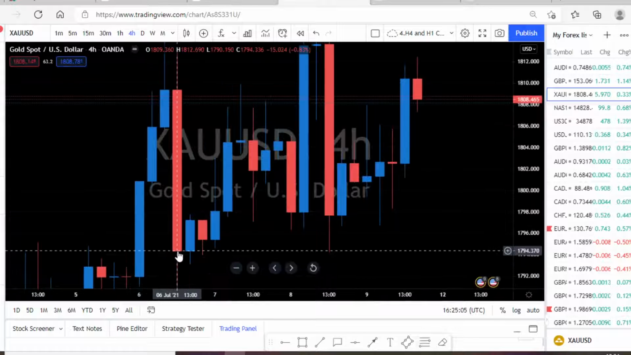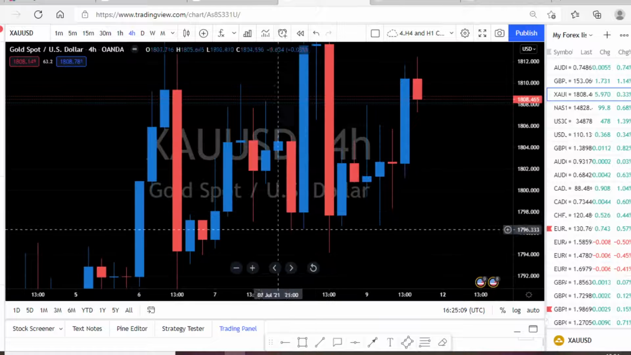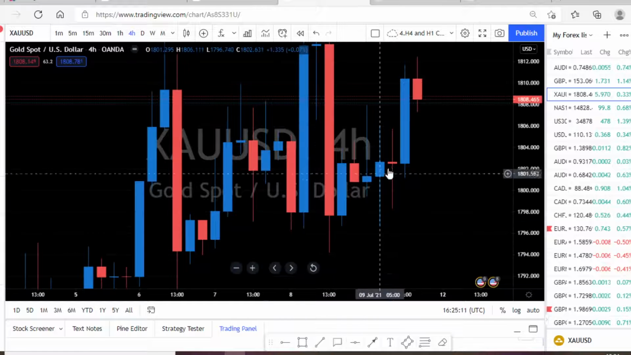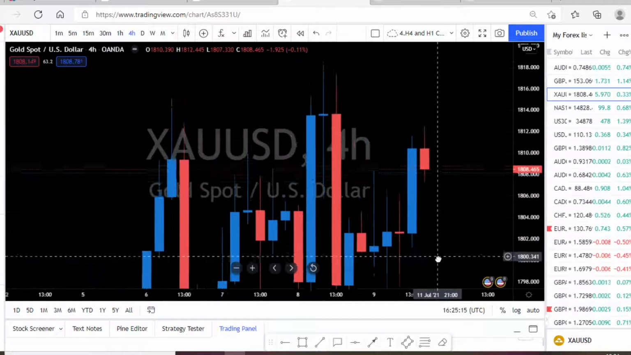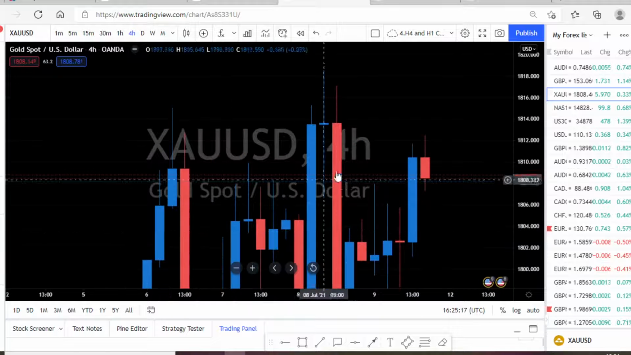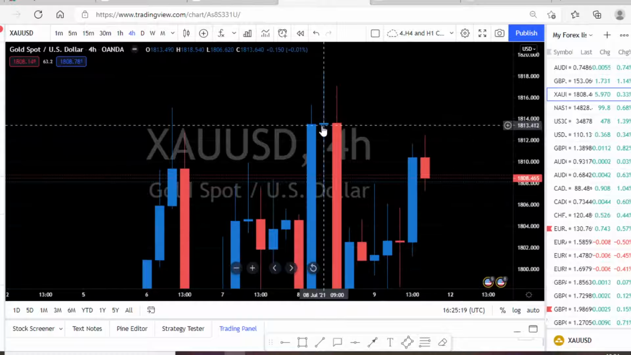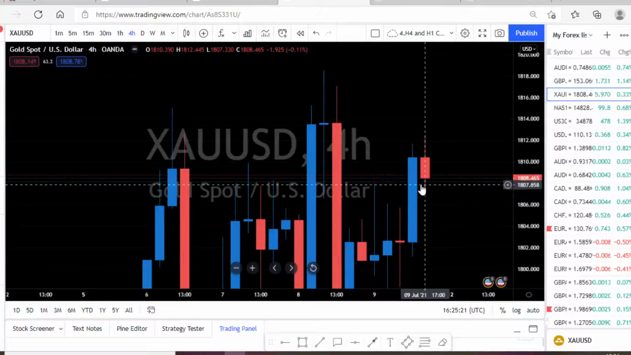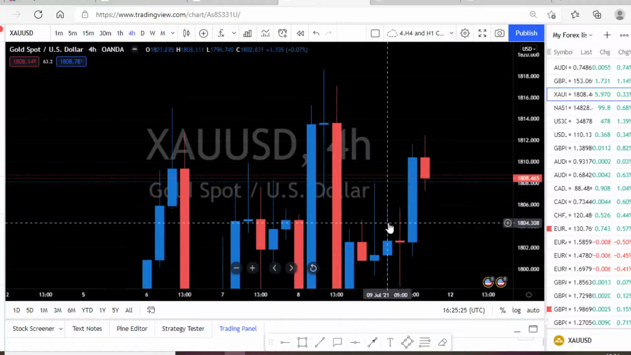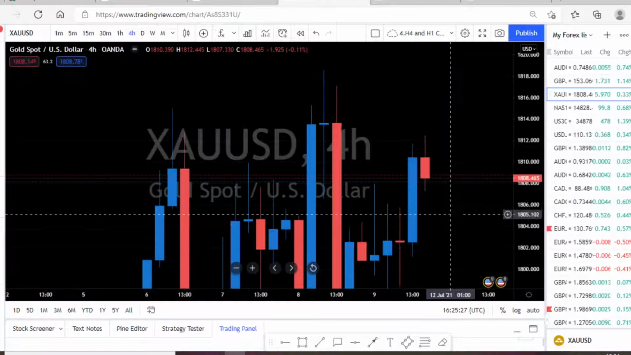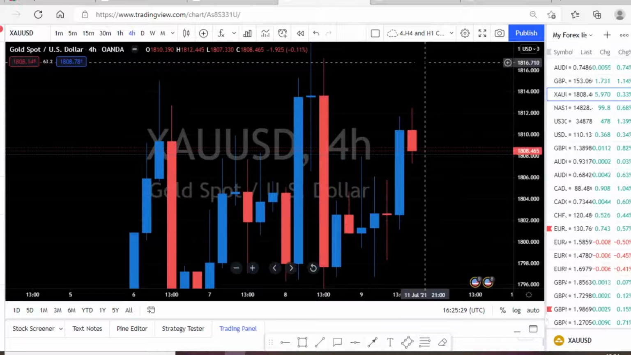We can see that the bears are losing momentum. As you can see, price is busy printing the highs at this point. The bears are losing momentum and the bulls are busy printing the highs also. So we might expect the price just to come back up or to pull back to this area right here and then to just go up.